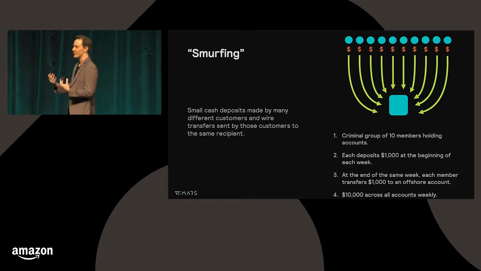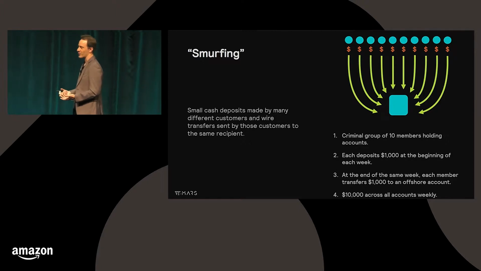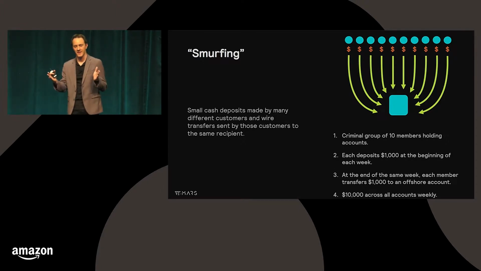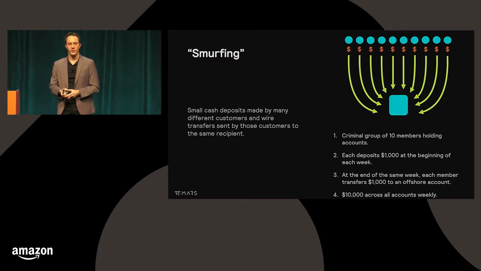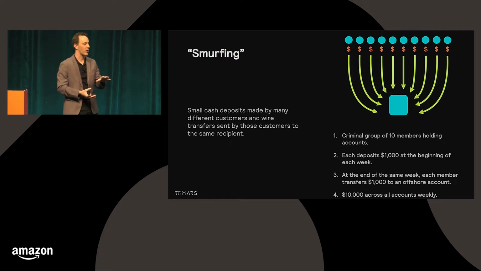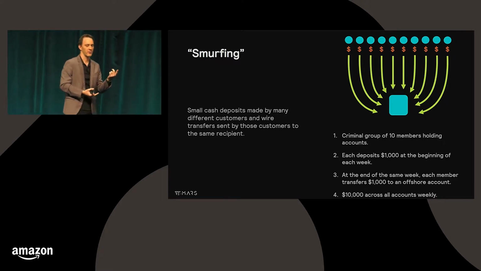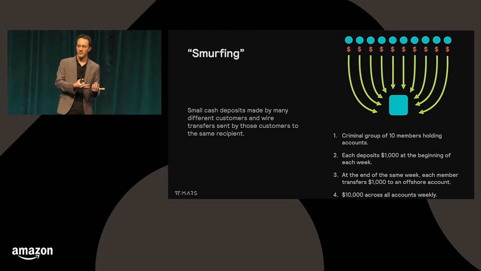Of course, criminals know those thresholds, and that's why they do smurfing. They split it into smaller deposits and wire transfers to go below the threshold. So we have the same $10,000, but instead of one deposit and one transaction of $10,000, we have 10 of $1,000.